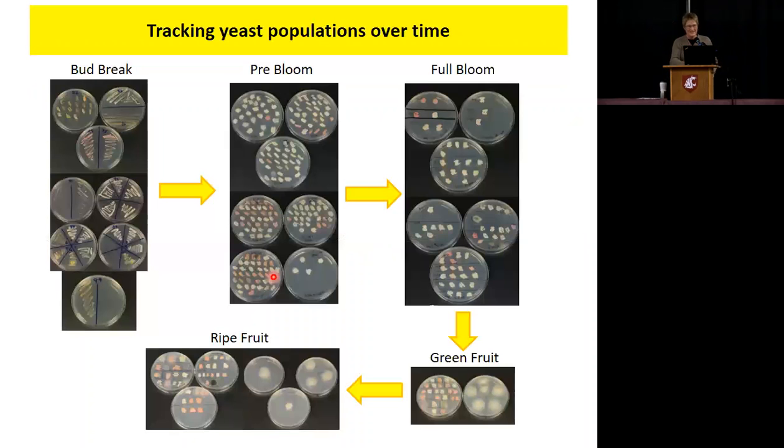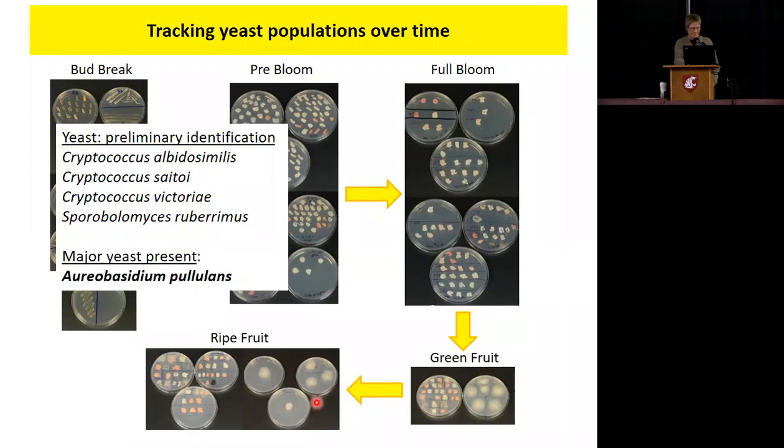Ooh, running out of time. So this again is similar to the last story where we see a lot of diversity during these bloom stages, and then it becomes much more homogeneous on the fruit. And here we find primarily Cryptococcus, Sporobolomyces, and the major yeast present is Aureobasidium pullulans, which is the spreading yeast on these plates right here.